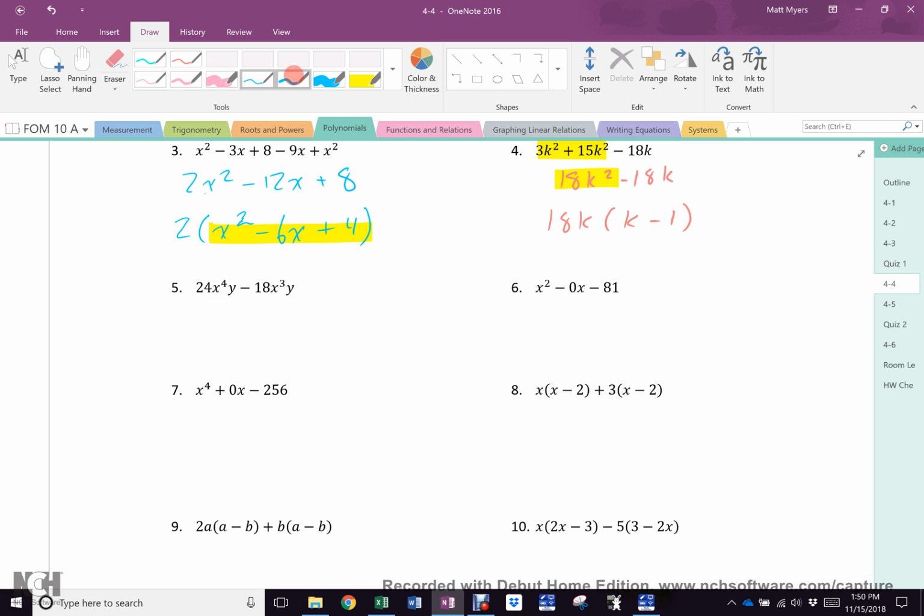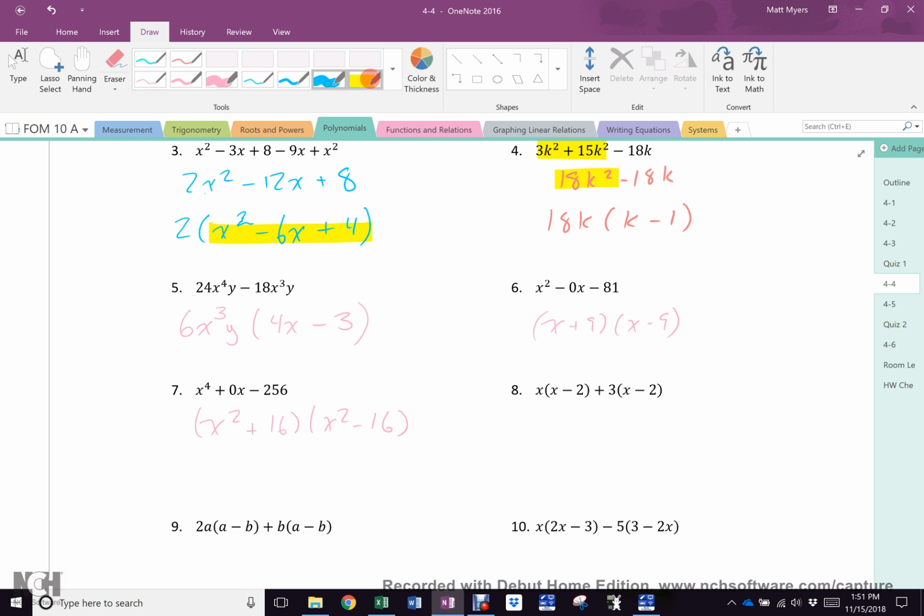Fine. What's this one? What's this guy? 6x cubed y, because that guy has 3 to give, 4x minus 3. What? 3. Just 3. Done. X plus 9, x minus 9, x squared plus 16, x squared minus 16.